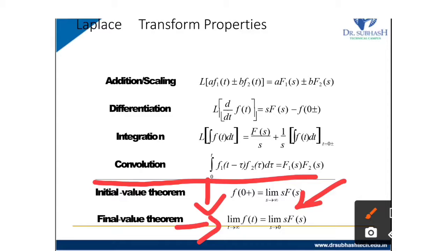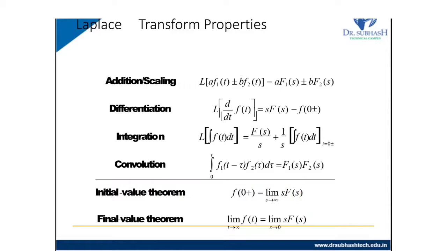So whatever we get in the form of an equation of s, we will put s equal to infinity for the initial value theorem. For the final value theorem we will put s equal to 0. So now we are going to switch to our example.